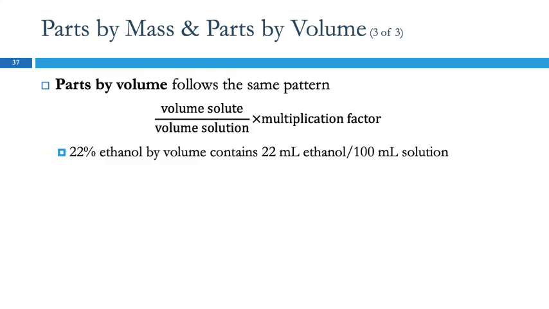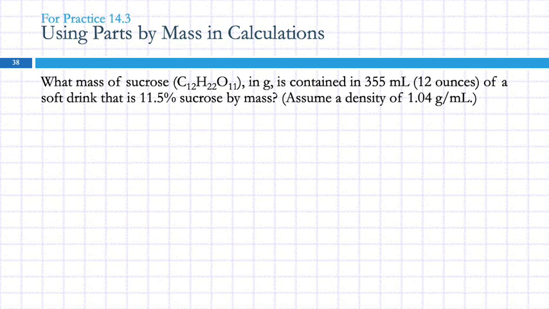You can also do parts by volume. Here, instead of the masses, we're looking at the volumes: the volume of the solute divided by the volume of the solution. So 22% ethanol would be 22 milliliters of ethanol per 100 milliliters of solution. And again, you could use a different volume unit if that was more convenient. You could use liters or microliters. It doesn't matter. So let's do this problem.